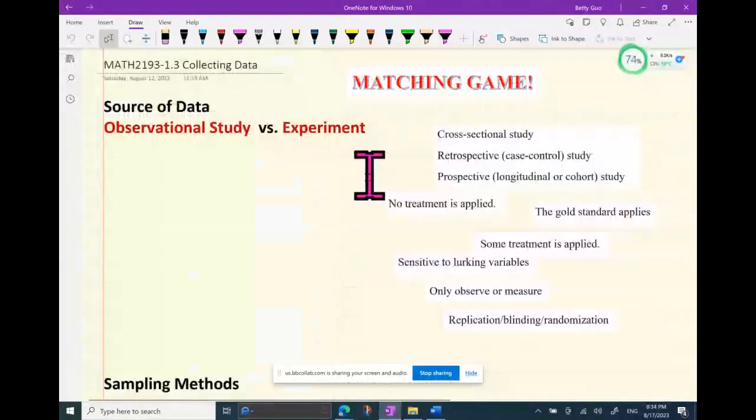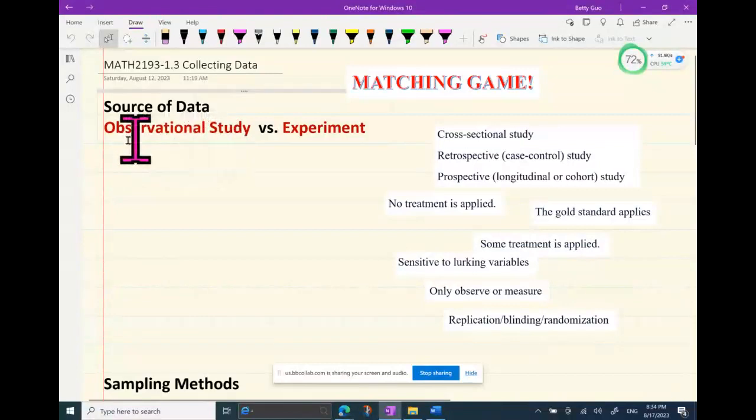Collecting data. How do we collect data? We have to consider the source of the data. We have two main sources of data. The first one is observational study. Think about the name, observational study. The second one is experiment, or experiments in plural.